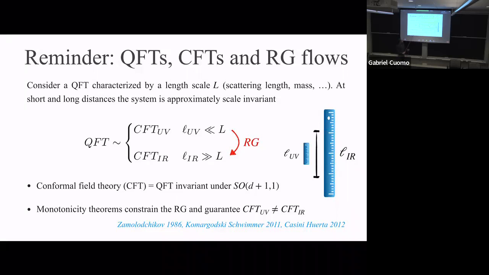monotonicity theorems guarantee that the energy flow is irreversible. So the CFT in the UV is different from the CFT in the IR. You might ask, can you happen to have the same description at short and far distances? And the answer is no. And it's guaranteed by these theorems, at least as long as you care about physical dimension as before.